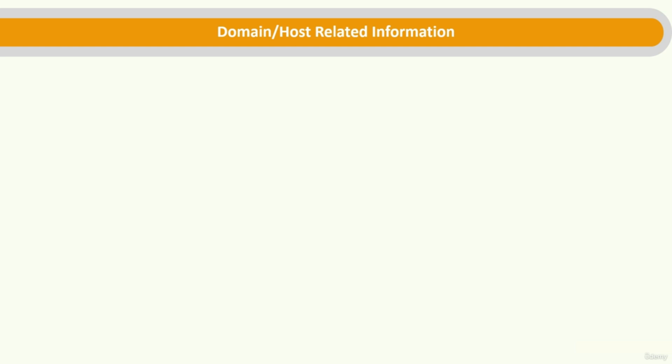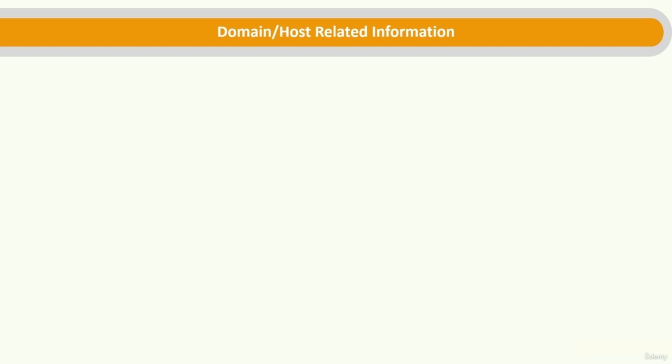Domain host related info. So the conducted web penetration tests are generally close to black box testing, as we mentioned before. So we don't have hardly any information about the target, if any. Maybe just a URL, IP address, or a domain name is given to us. So to start testing and gathering information, we'll need to dig around in our IP or domain name.